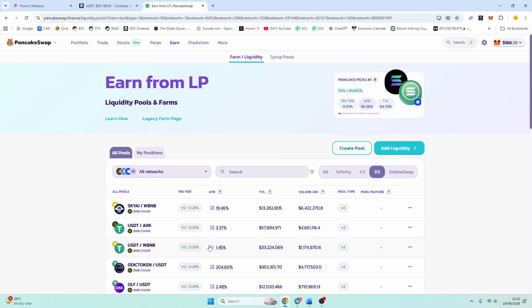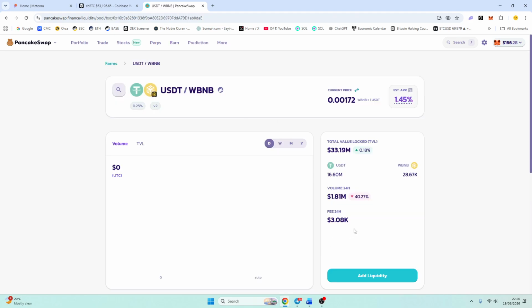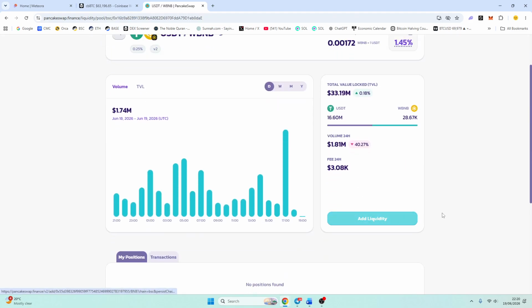Now, you'll notice the yields aren't as good. So how it works is if I put my liquidity in here, I get a portion of the share of the fees based on how much liquidity I put in. So let's say I double it and the pool generates $3,000 per day, I would get half of that. So I would get $1,500.